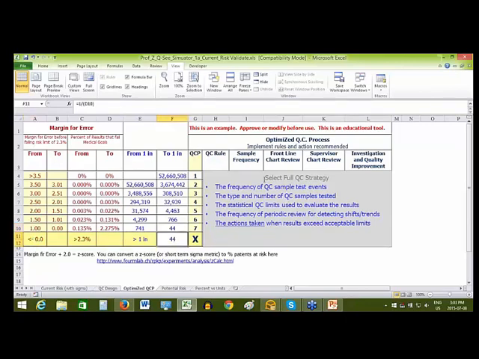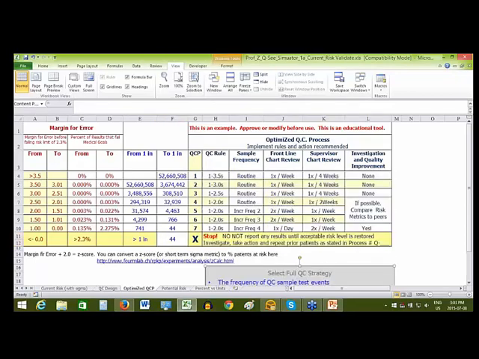If I'm above that level, then you need a full QC strategy. The frequency of the QC samples, the type, the number, the statistical limits, they don't need to be rules, they're statistical limits, the frequency of looking at your charts for shifts and trends, and the action to take. There's much more to QC than just a QC rule.